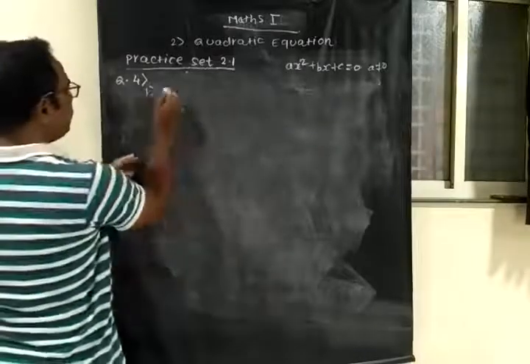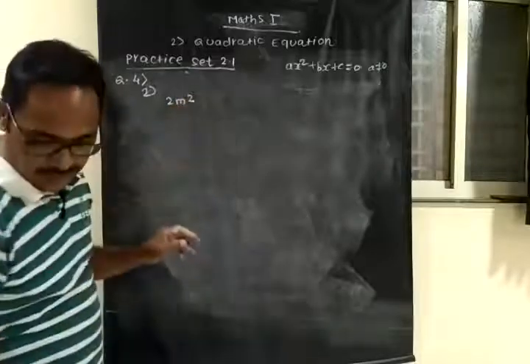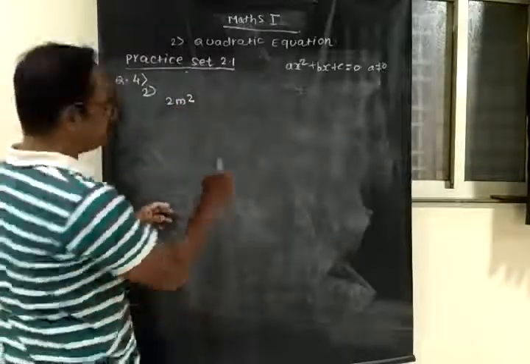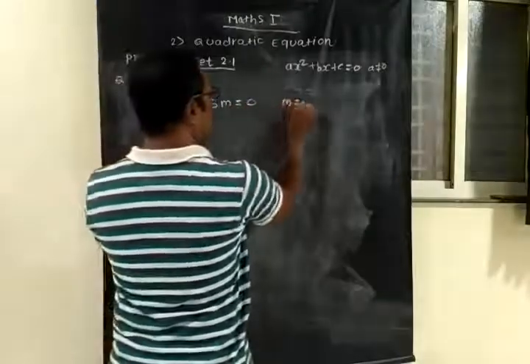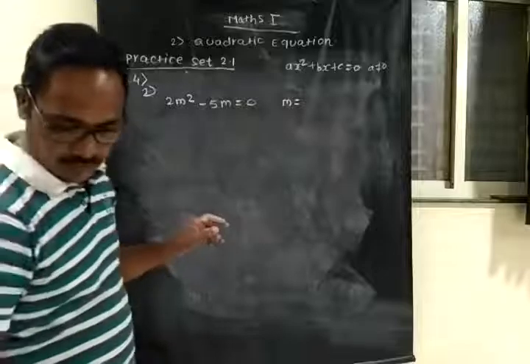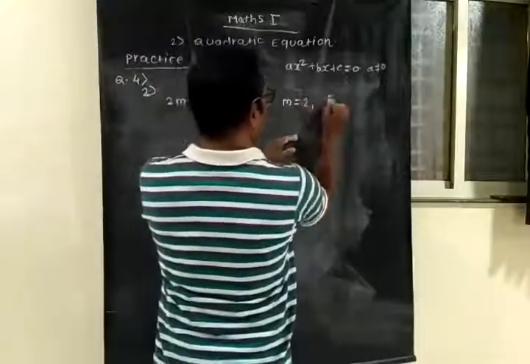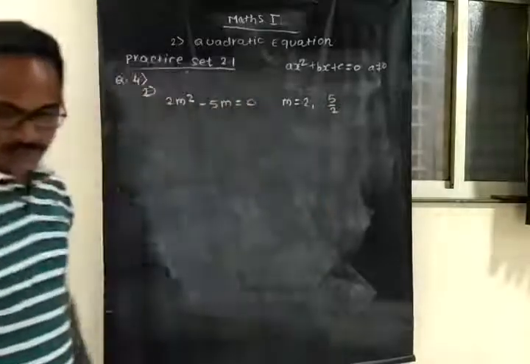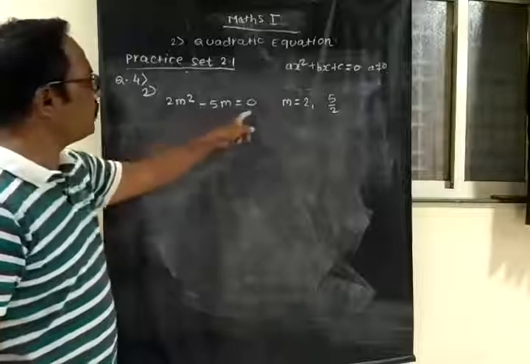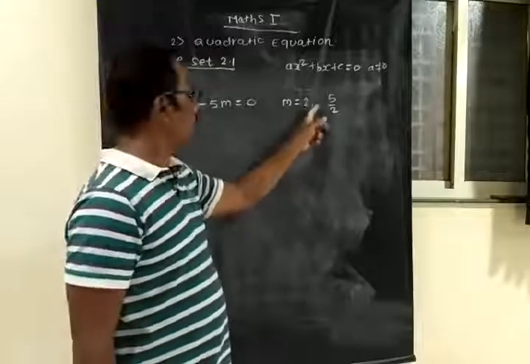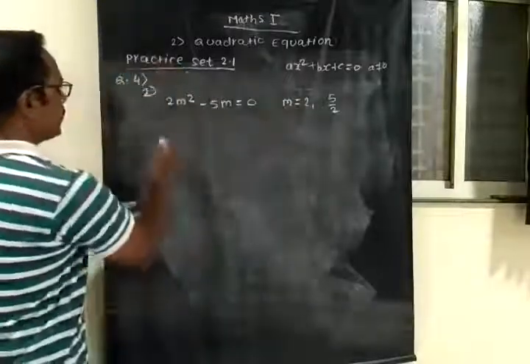2m square minus 5m is equal to 0. The values of m are 2 and 5 upon 2. So here we are given the equation 2m square minus 5m is equal to 0, with m is equal to 2 and m is equal to 5 upon 2. Now first we will put m is equal to 2 in this equation.